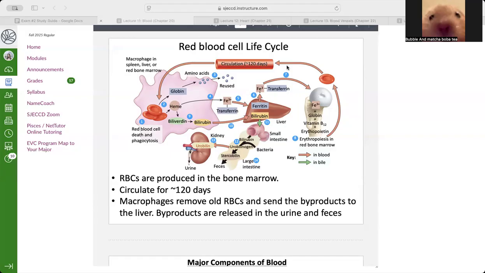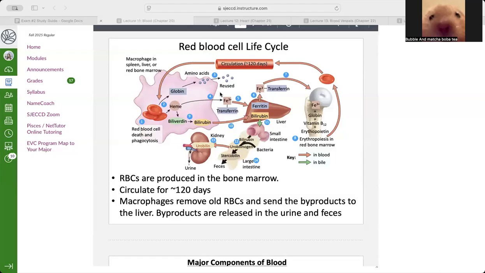The globin, which is the protein part of the hemoglobin, gets broken down and used by the whole body. Heme groups that contain iron also get broken down. Iron gets carried to the liver and sent back to the bone marrow. So phagocytosis happens, and they're like, okay, let's recycle. They recycle the protein. They also recycle the iron. It gets carried to the liver and sent to the bone marrow to make new red blood cells.